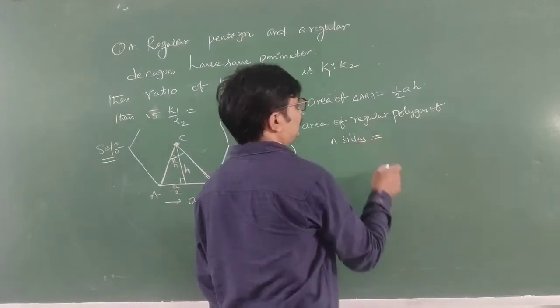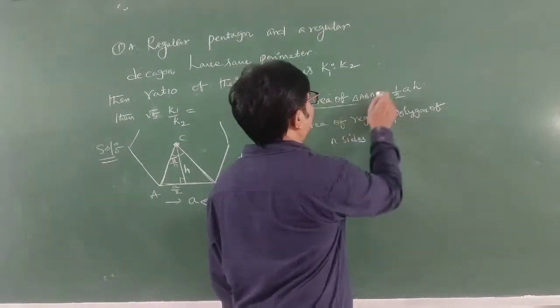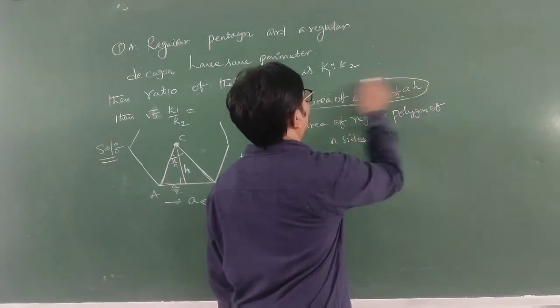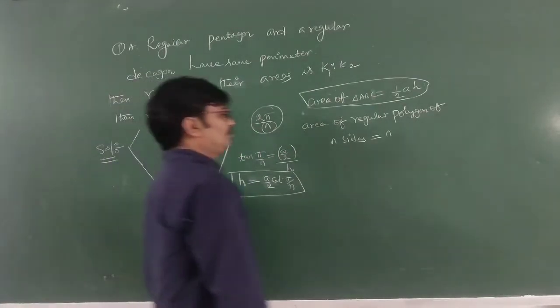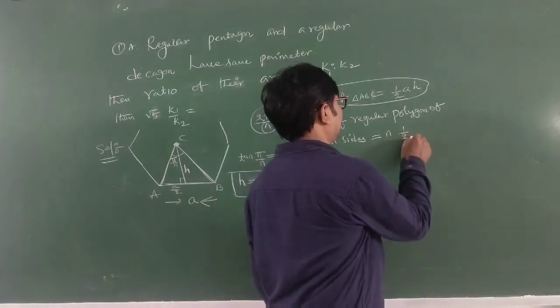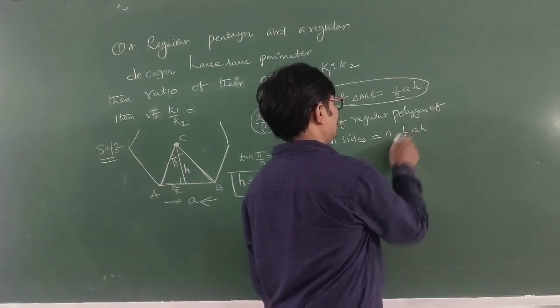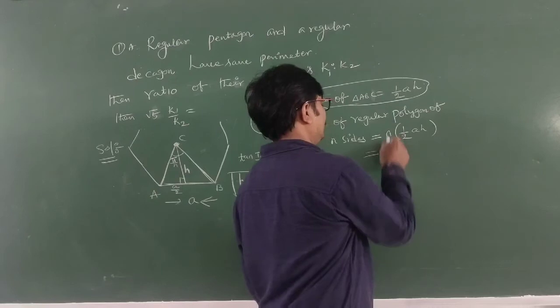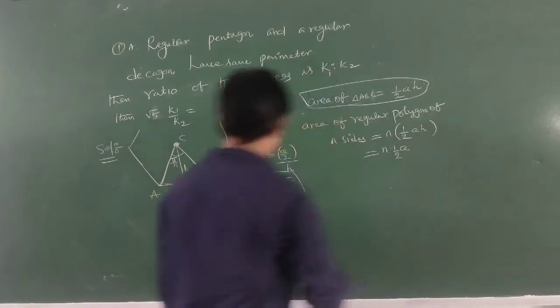The area of a regular polygon of n sides is n times the area of the triangle ABC. That is n into 1 by 2 into A into H. What is H?